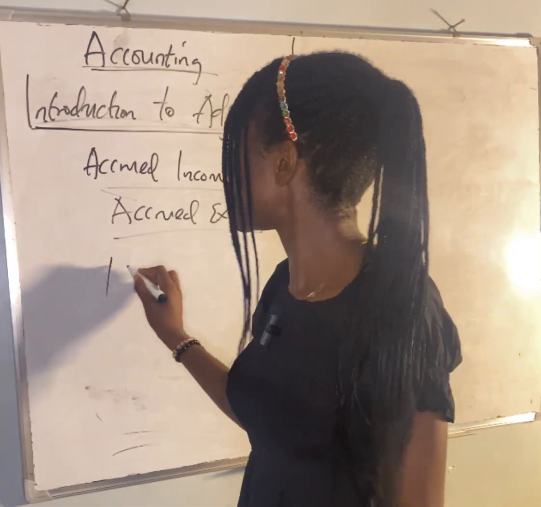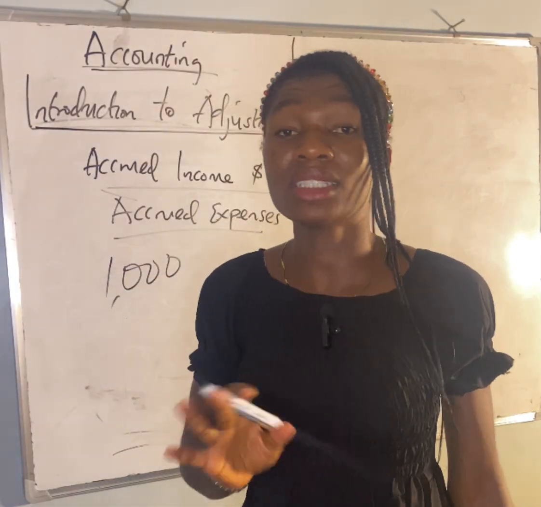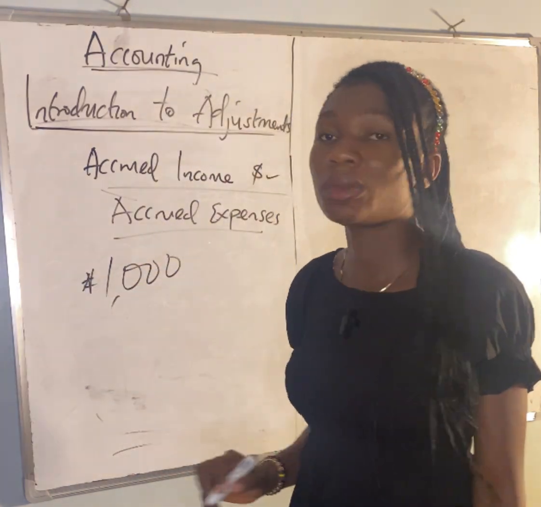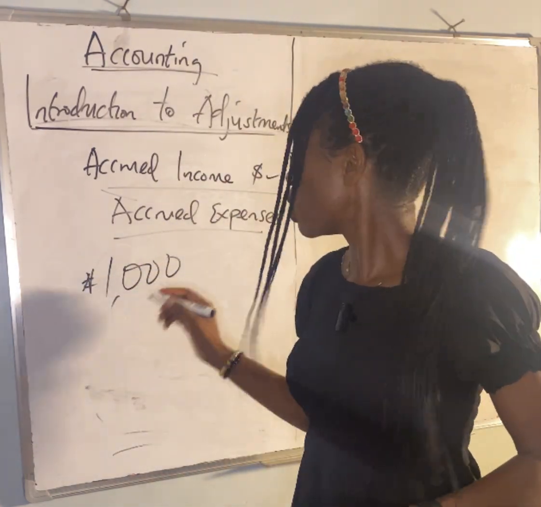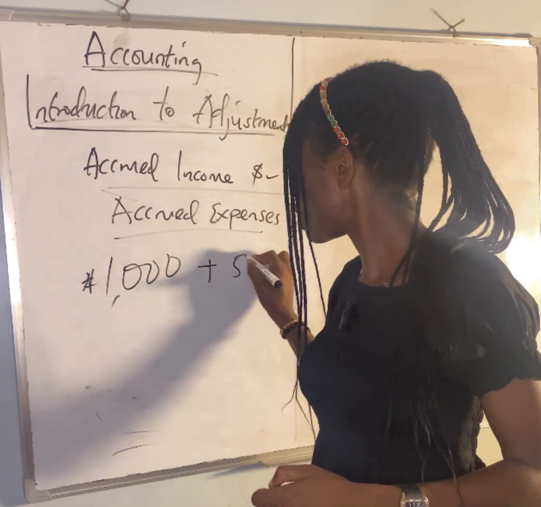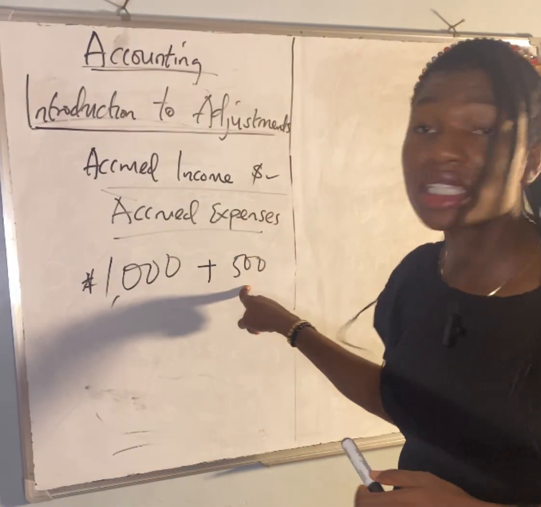Okay, so like I said, the income, let's take an example. Maybe the total income received was 1,000 naira in the business year, it's an assumption. 1,000 naira was received for the business year. Now, somebody is also owing you. They have not yet paid, but they are owing you 500. Now that income is due for this year.